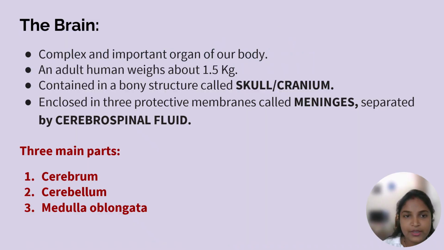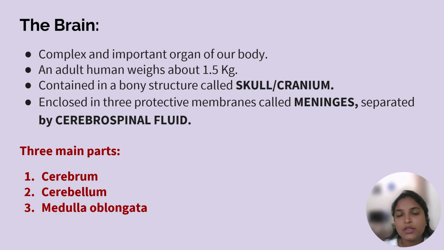Okay, now let's move to the next one, which is the brain. Let's get into detail about the brain, which is a very complex and very important organ of our body. One interesting fact: any damage to the brain is permanent damage and it cannot recover. An adult human brain weighs about 1.5 kg, and it is contained in a bony structure called the skull or the cranium.